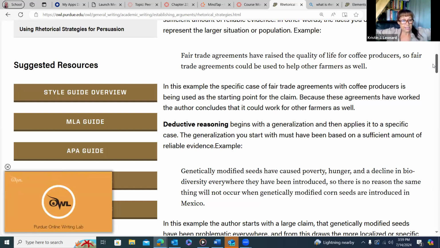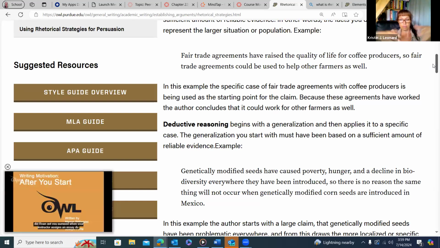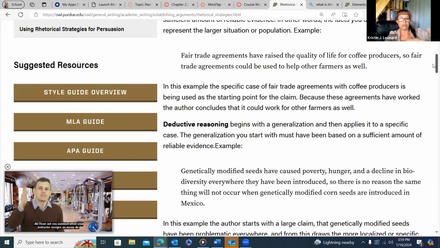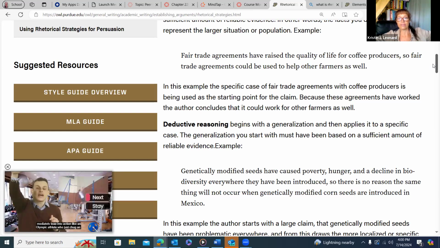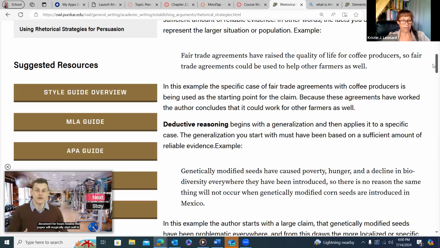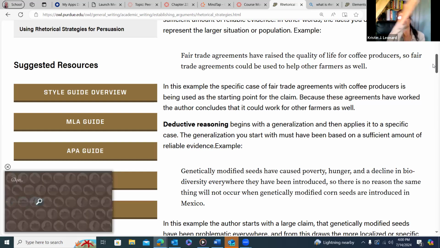So we have a great deal of evidence in that first phrase, that fair trade agreements have raised quality of life. So we have a lot of evidence. Because we have this, then this should be true as well, okay? Because this works, therefore this should work.